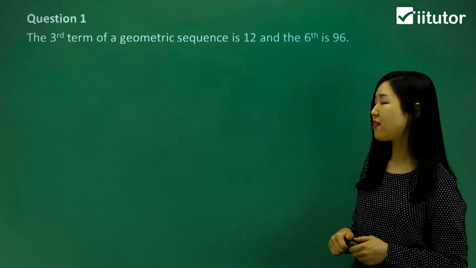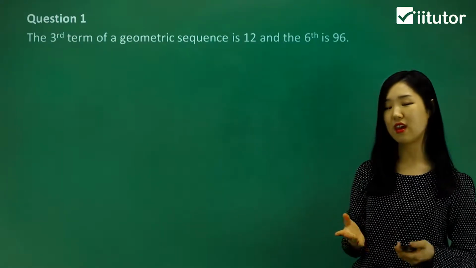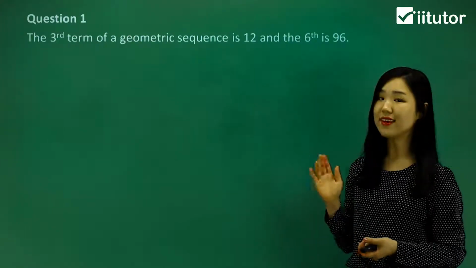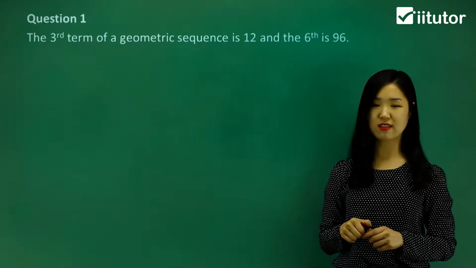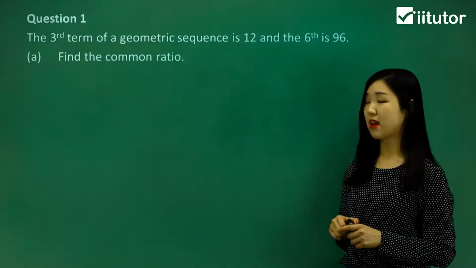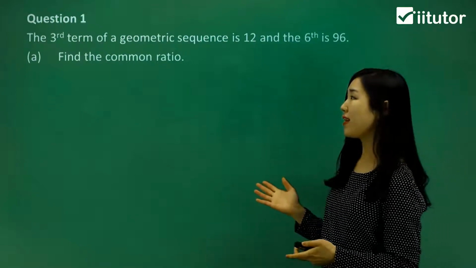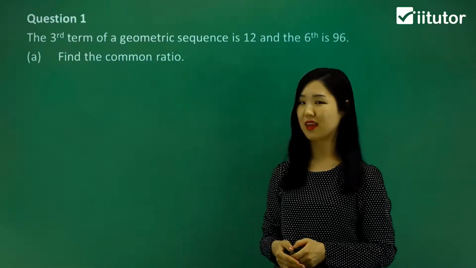is 12, and the sixth term is 96. So you can see that they give us what the third term is and they give us what the sixth term is. That's what we're going to be using to calculate some values. Now first of all, they want us to find the common ratio, don't they?